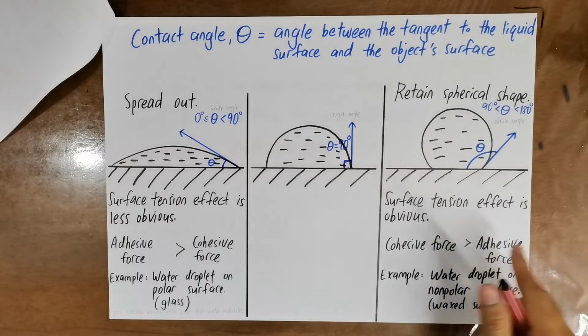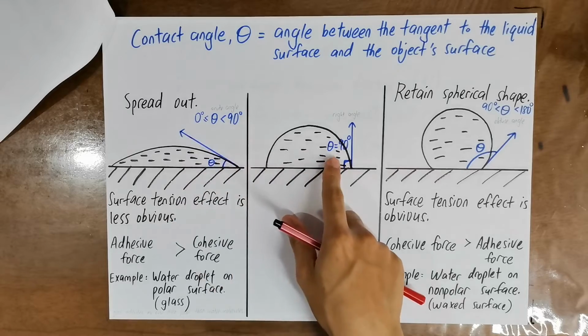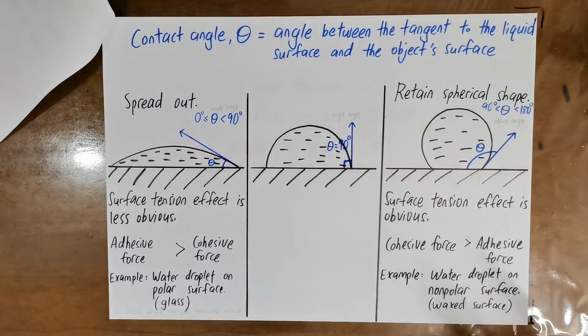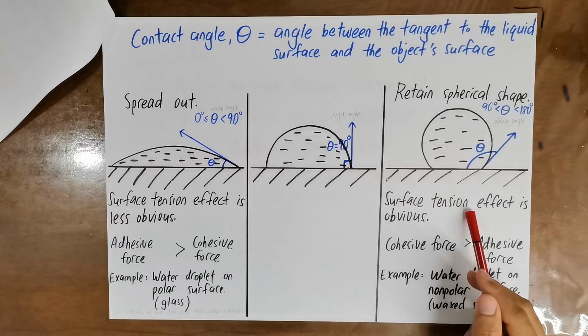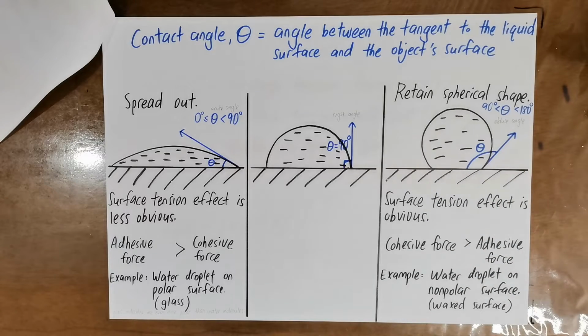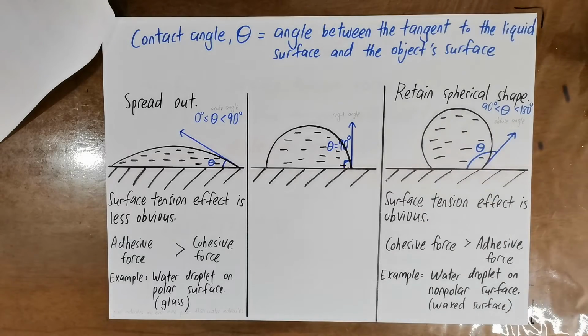So do you still remember that this is an acute angle, and then this is a right angle, and then this is an obtuse angle? So you realize that the greater the effect of surface tension, the greater the contact angle will be. And then of course the contact angle will not be larger than 180 degrees.